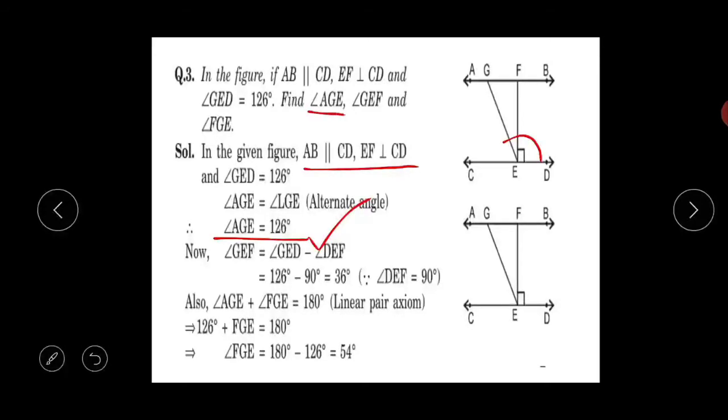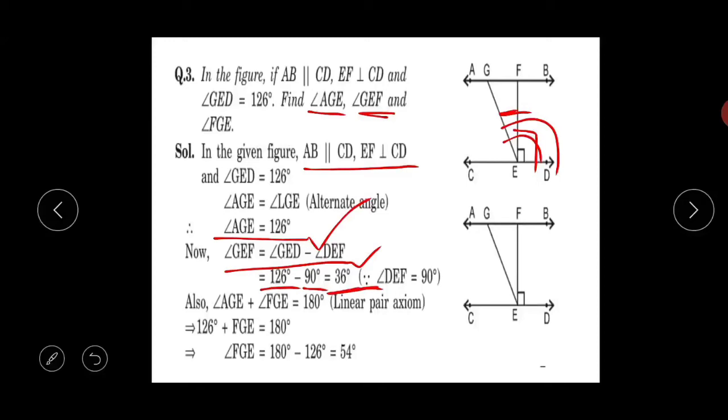Now we have found our first part. Now we have to find GEF. Student, if you know that this complete angle is of 126 degree and the remaining part is of 90 degree, how will you calculate this one? Just simply by subtracting 90 from 126. So angle GEF can be written as angle GED minus angle DEF. Now putting the value of angle GED, that is 126, and angle DEF, that is 90, we got 126 minus 90, that is 36 degree. So we got the value of angle GEF, which is our second part.